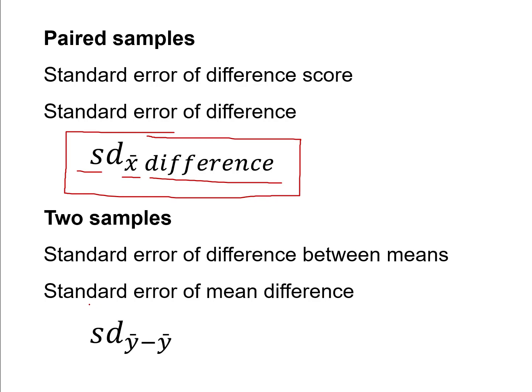Now, with a two samples analysis, looking at a contrast between two groups, in this case, the standard error of a mean difference, we'll notate that with S_D subscript Y bar minus Y bar. That stands for the Y bar, the mean for group 1, minus Y bar, the mean for our control group, the mean for our treatment group, minus the mean for our control group. So it's the standard deviation of the mean difference, Y bar minus Y bar.